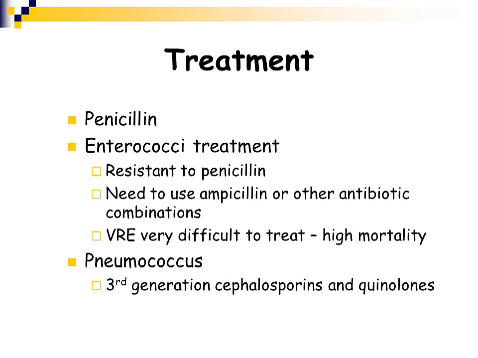Treatment, a lot of these strains can be treated with penicillin. To treat Enterococcus, it's resistant to penicillin, so ampicillin or other types of non-penicillin based antibiotics or antibiotic combinations. Vancomycin resistant Enterococcus has a very high mortality rate because it's so difficult to treat. For pneumococcus, the cephalosporins beyond the second generation and the quinolones are more commonly used.